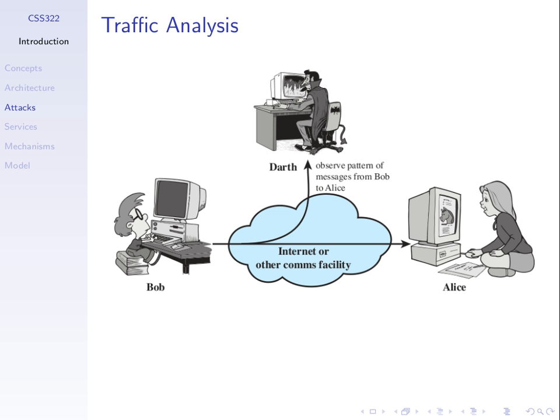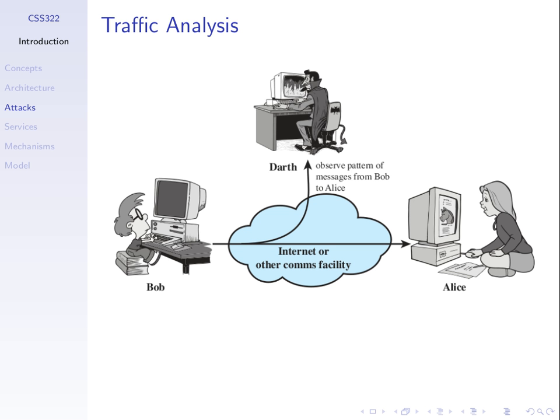So we can detect who is the source and destination of the messages. If this is an internet, then we can identify the source IP address and the destination IP address. And in fact, IP addresses can give us roughly geographical location. So we can get information about who is the sender and receiver.